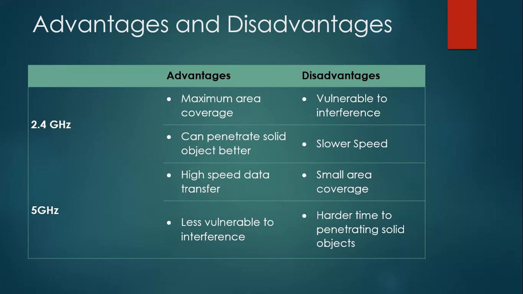If we set up an access point with 2.4 gigahertz on the first floor, it can be accessed from the second floor as well. But with 5 gigahertz you can't access it from the second floor, only the first floor. Disadvantages are the opposite of the advantages. 2.4 is vulnerable to interference and lower in speed. 5 gigahertz has a smaller range of coverage and a hard time penetrating solid objects.